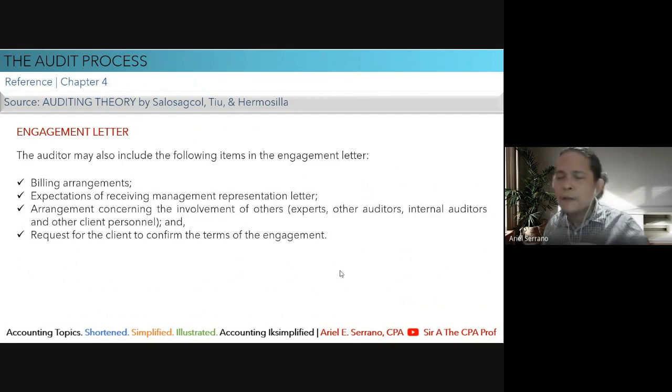Yung billing arrangements. Paano ba yung billing? One-time payment, may down payment. Okay, ano yung breakdown? Expectations of receiving management representation letter, yung tinatawag natin sa audit na MRL. Okay, how is it different from the engagement letter? Ano ba yung MRL? We will learn it soon, ano? Arrangement concerning the involvement of others. Are we using the work of experts? Yung mga actuarials. Okay? Mga tax experts, other auditors, no? Internal auditors and other client personnel. And also, request for the client to confirm the terms of the engagement. Okay? So, yun po yung pwede pa nating i-consider.